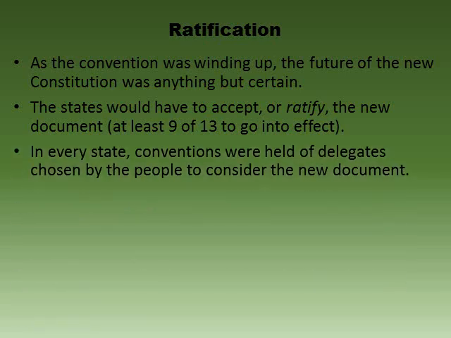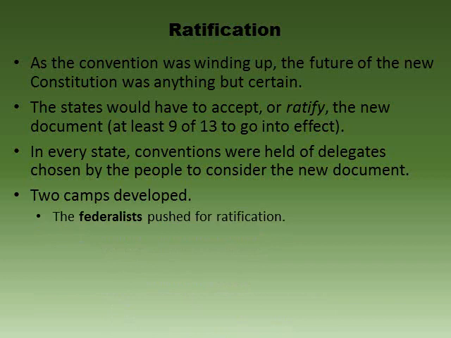So, in every state, conventions were held of delegates chosen by the people to consider the new document. And there were really two camps that developed. Some were for the Constitution, some weren't. The Federalists were the ones pushing for ratification. This federal system, and federal, again, we'll look at that in the next chapter, means that there was a national government, but there's also a state level of government, and those two levels shared the power. So the Federalists, they were pushing for ratification.